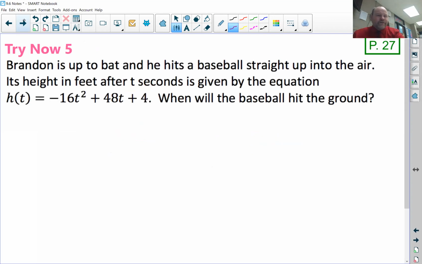All right, go ahead and try this one. Brandon is up to bat. He hits the baseball straight up in the air. Its height in feet after t seconds is given by the equation negative 16t squared plus 48t plus 4. When will the baseball hit the ground? So we just want to find when it'll hit the ground on this one. And I'll give you, again, just a couple of minutes to try it.